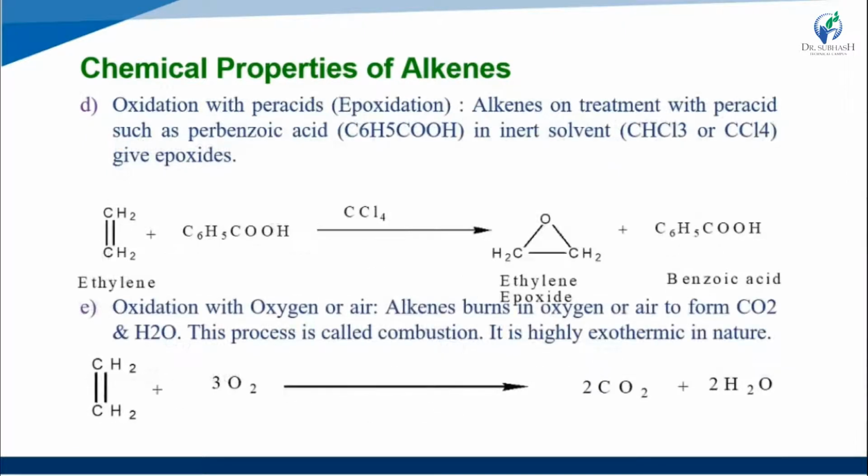Now oxidation with peracids, like epoxidation. Alkenes on treatment with peracids such as perbenzoic acid, C6H5COOOH, in an inert solvent like CHCl3 or CCl4, give the epoxide. So ethylene plus perbenzoic acid in the presence of CCl4 makes ethylene epoxide, and benzoic acid is also removed.